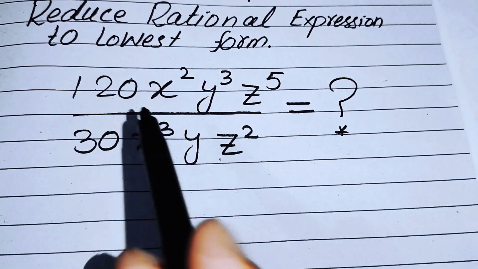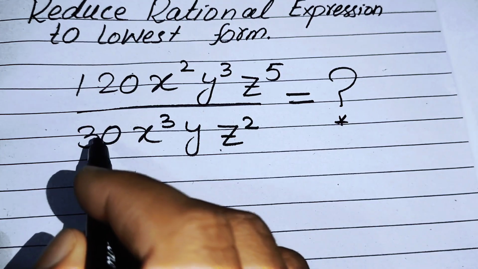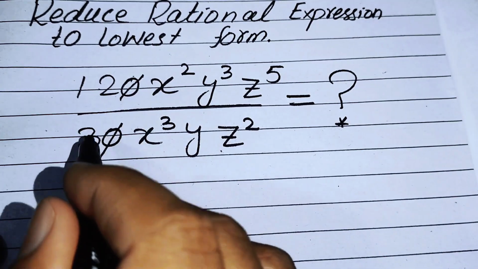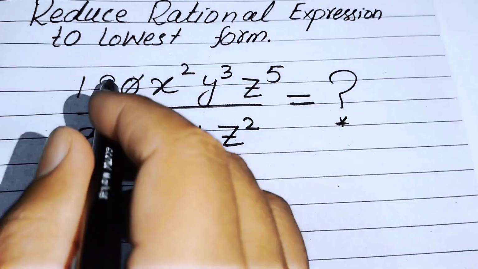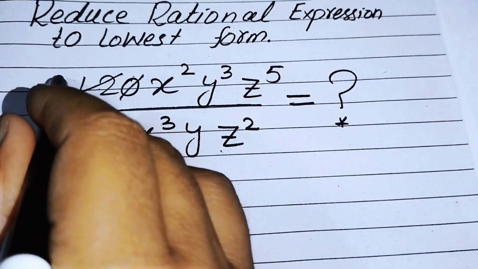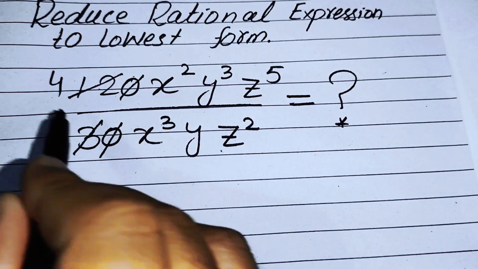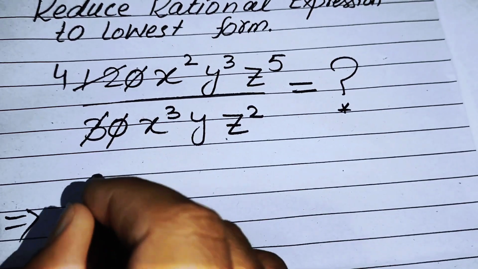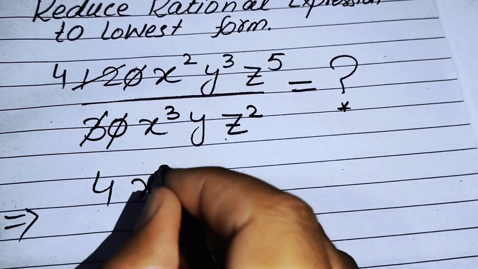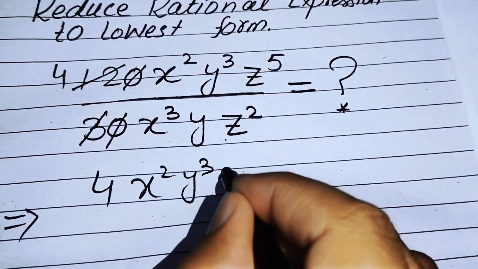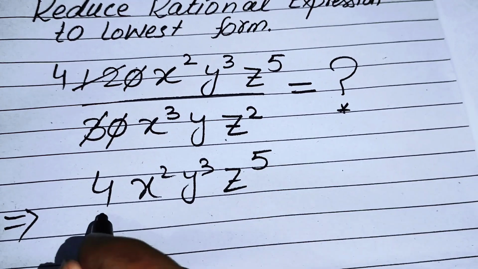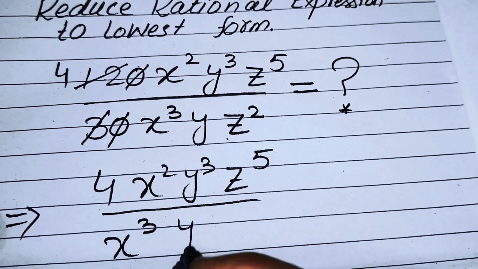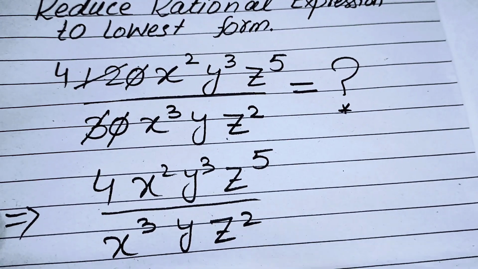The very first thing we are going to do is focus on these digits. Here this 0 is cancelled out by this 0, and this 3 is cancelled out by 12, because 3 fours are 12. So here we get 4 times x squared y cubed z to the power of 5 over x to the power of 3 y z squared.